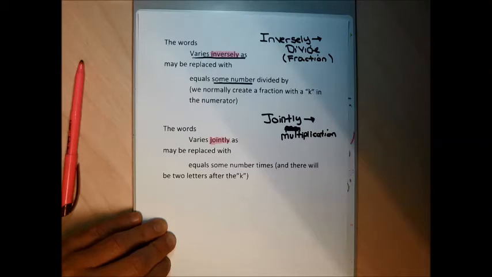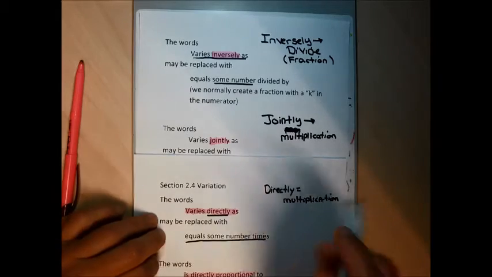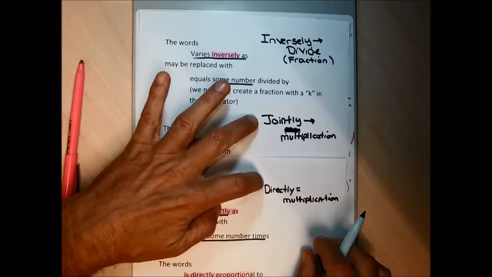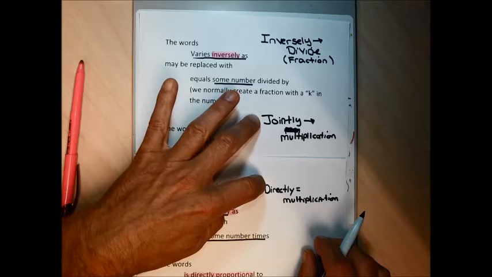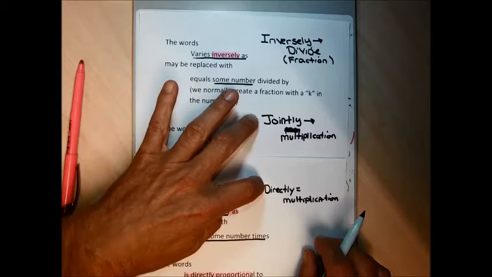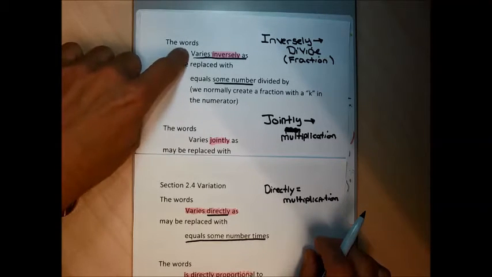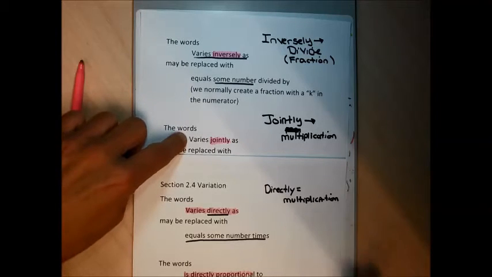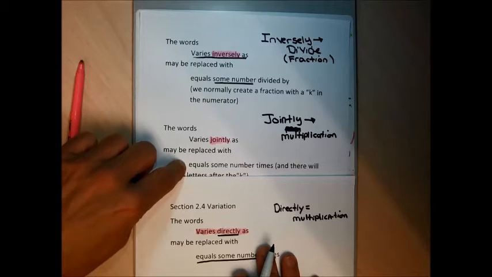As we get into the section, there are two words that mean multiplication. There's one word that means division. The reason there are two separate words that represent multiplication has to do with the number of terms that are being multiplied. And we'll get to that as we get into the section. But for now, when you see the words varies inversely as, either physically change it or in your mind think equals some number divided by. If you see the words varies jointly as, in your head or physically transform the problem to say equals some number times.